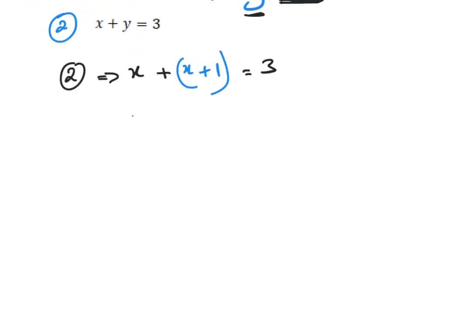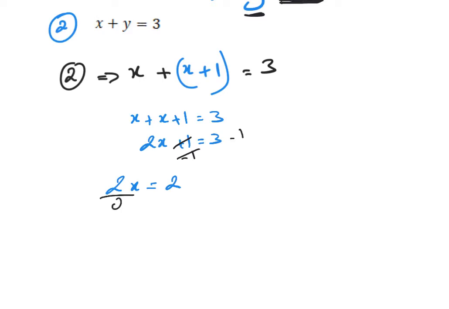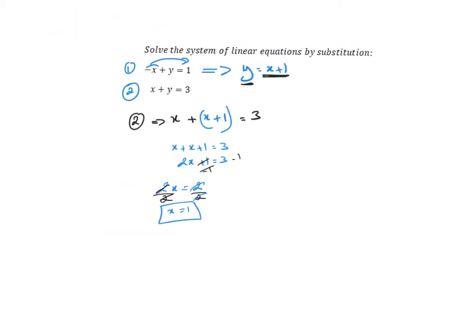We have x plus x plus 1 equals 3, so 2x plus 1 equals 3, and we subtract 1 on both sides. So we have 2x equals 2, and then we divide by 2 on both sides and simplify. We get x equals 1. So we found x equals 1.